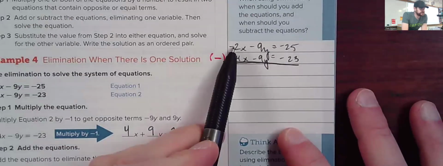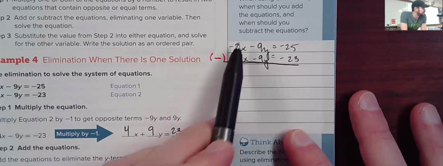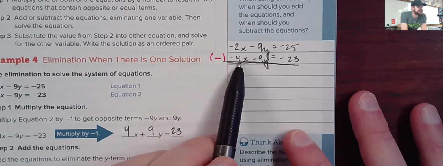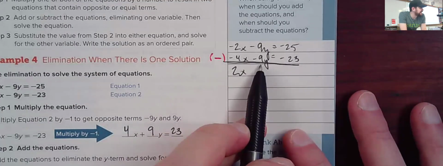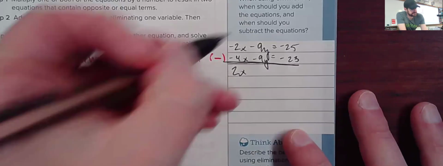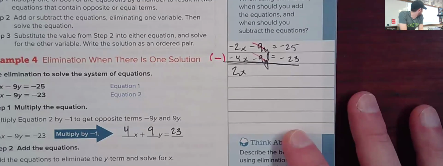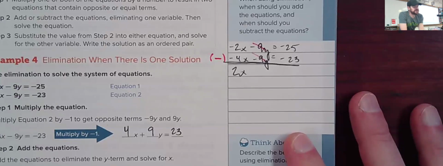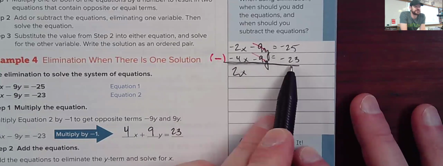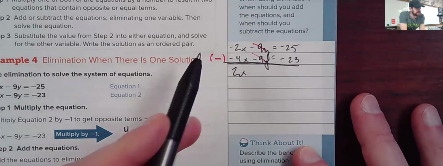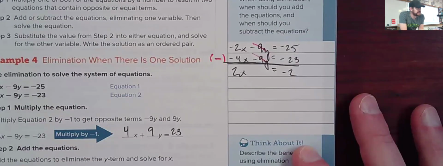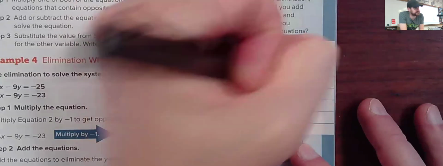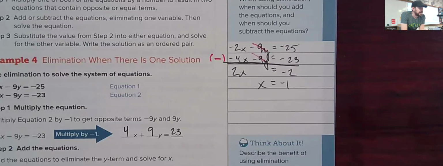Because if you take -2 and you subtract -4, -2 minus -4 would be -2 plus 4, which is 2. That's 2x. -9 minus -9 would be -9 plus 9, which cancels. If you subtract the same number from itself, it will cancel out. And if you take -25 and you subtract -23, subtracting a negative is adding. -25 plus 23 is -2. And if you divide both sides by 2, you get x equals -1. Same answer. And then you'd plug back in and solve for y, which we already did. So I'm not going to go through that process again.